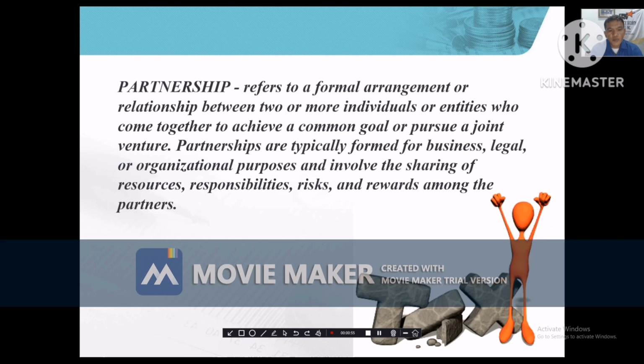Partnership ay tumutukoy sa isang formal na pagsasaayos o relasyon sa pagitan ng dalawa o higit pang mga indibidwal o entidad na nagsasama-sama upang makamit ang isang layunin o ituloy ang isang joint venture. Ang mga pakikipagsosyo ay karaniwang nabubuo para sa negosyo, legal o mga layuning pang-organisasyon at kinabibilangan ng pagbabahagi ng mapagkukunan, responsibilidad, panganib, ito yung pagkalugi, gantimpala, syempre ito yung kita sa mga kasosyo. Okay?